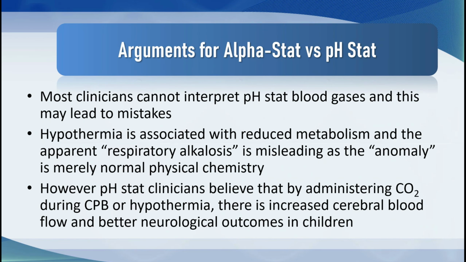Now, there are arguments out there for alpha stat versus pH stat. Most clinicians cannot interpret pH stat blood gases, and this may lead to mistakes. Hypothermia is associated with reduced metabolism, and apparent respiratory alkalosis is misleading as the anomaly is merely normal physical chemistry. However, pH stat clinicians believe that administering CO2 during cardiopulmonary bypass or hypothermia will increase cerebral blood flow and lead to better neurological outcomes in children. That is a highly specific group of clinicians who work on a very little island of clinical care.